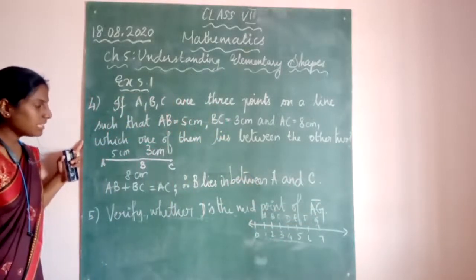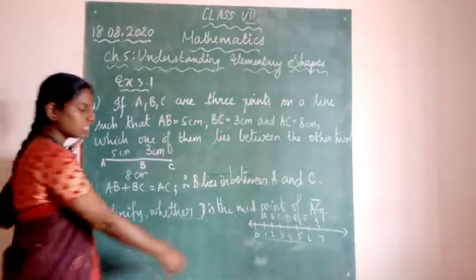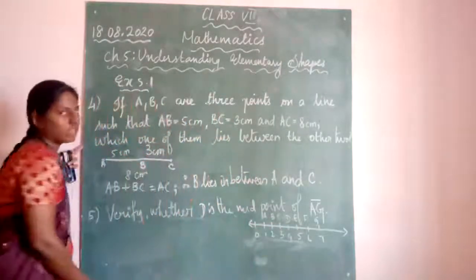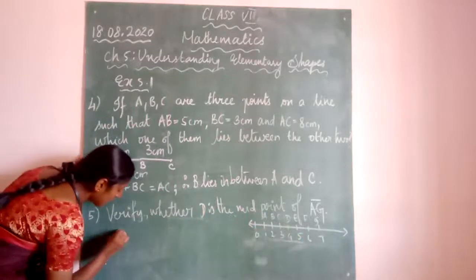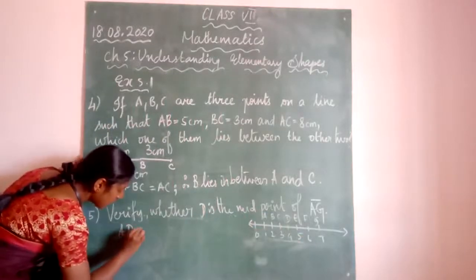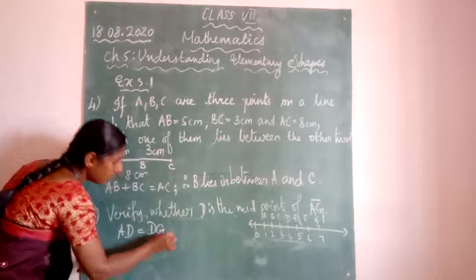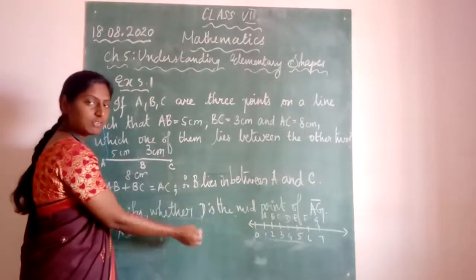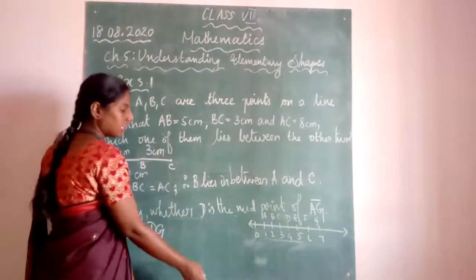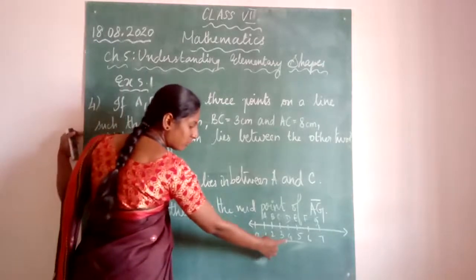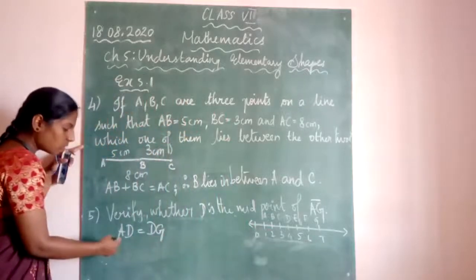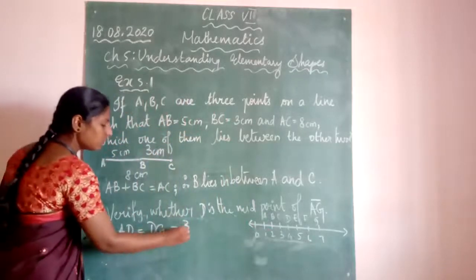Verify whether D is the midpoint of AG. So this is the line segment AG starting from 1 and ending at 7. Okay. Now here we can say that AD is equal to DG. Okay. Here we have to say that D is midpoint. If D is midpoint, then the measure of line segment before D and the measure of line segment after D should be equal. Okay. So AD is equal to DG because both are equal to 3 units.